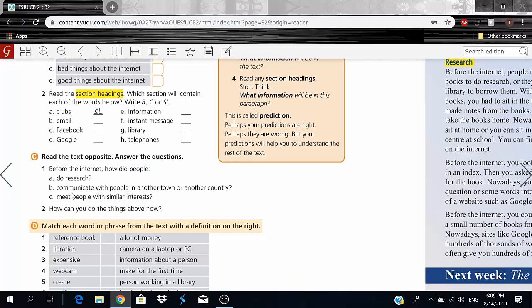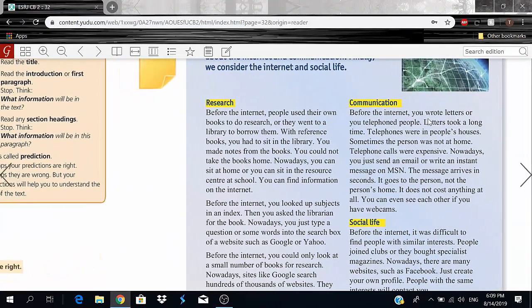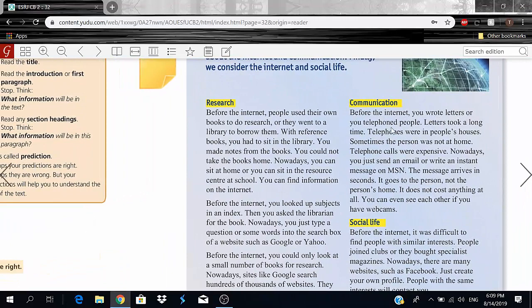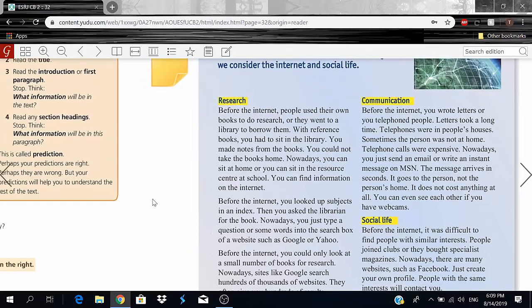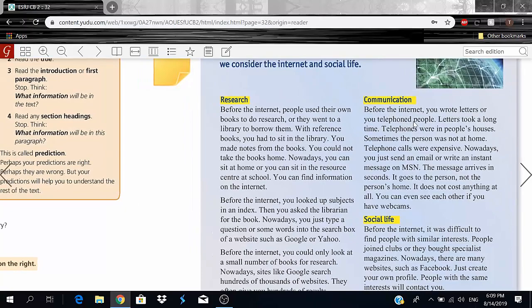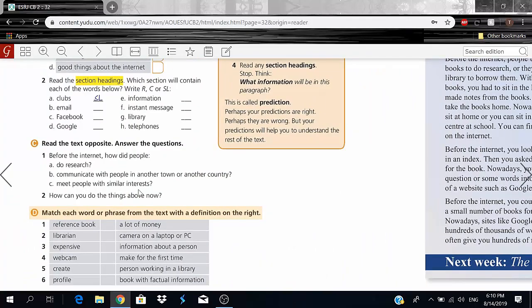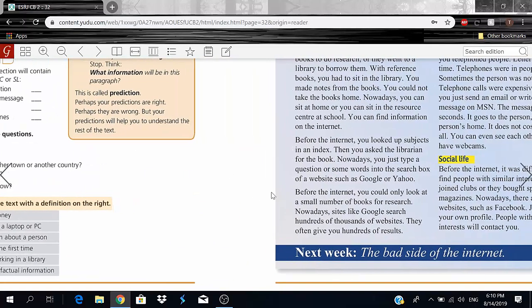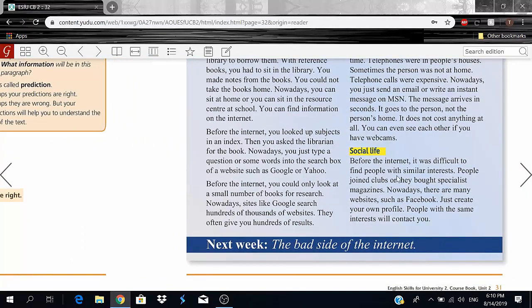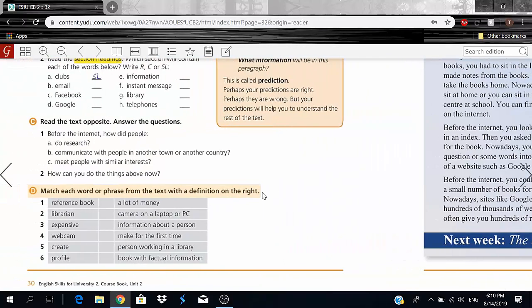Communicate with people in another town or another country. So obviously communication. You wrote letters or you telephoned people. Letters took a long time and telephones were in people's houses. We could skip this and say telephone calls were expensive, and that's it. So you wrote letters or you telephoned people. I think that's a good enough answer. Meet people with similar interests. So obviously social life. It was difficult. People either joined clubs or they bought specialist magazines. That's an answer as well.